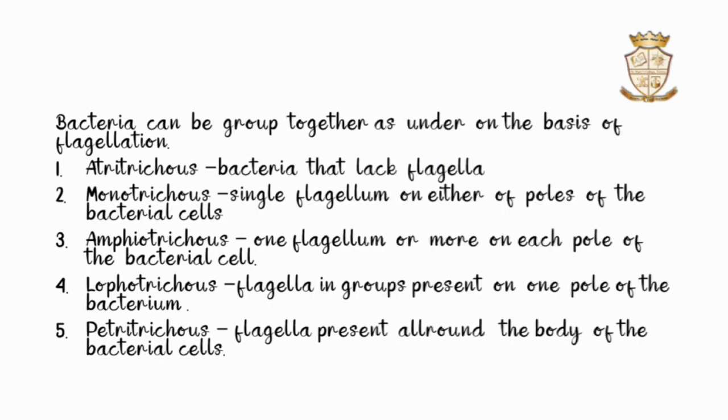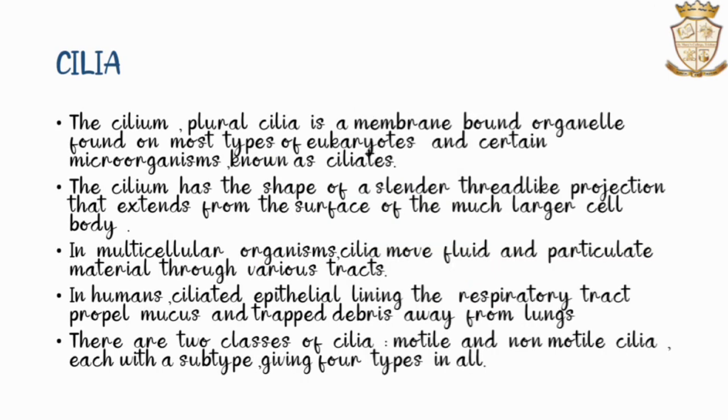Atrichous, that is, bacteria that lack flagella. Monotrichous, that is, a single flagellum on either of the poles of the bacterial cell. Amphitrichous, one flagellum or more on each pole of the bacterial cell. Lophotrichous, flagella in groups present on one pole of the bacteria. Peritrichous, that is, bacteria that have flagella present all around the body of the bacterial cell. And that's all about flagella.